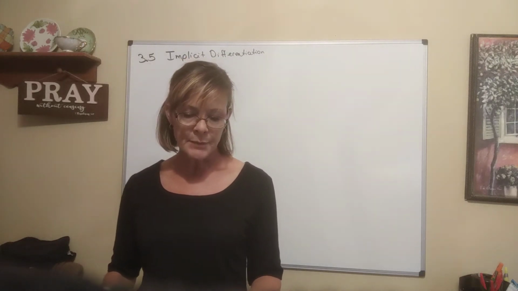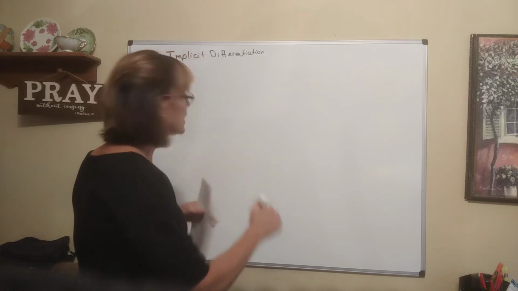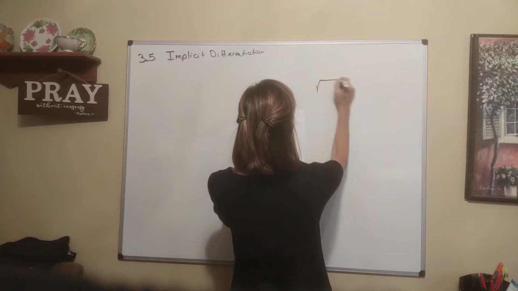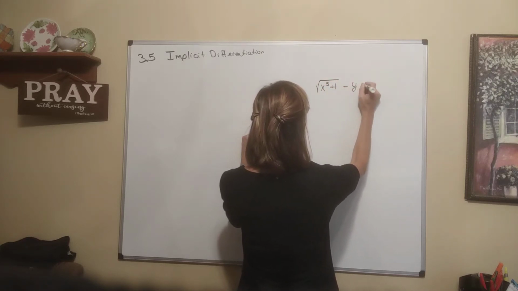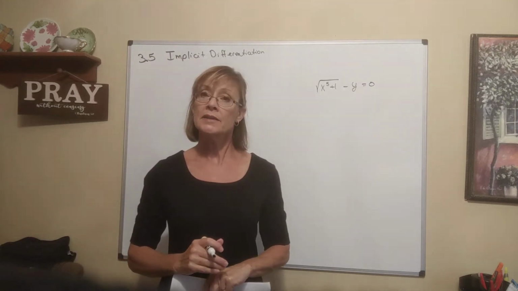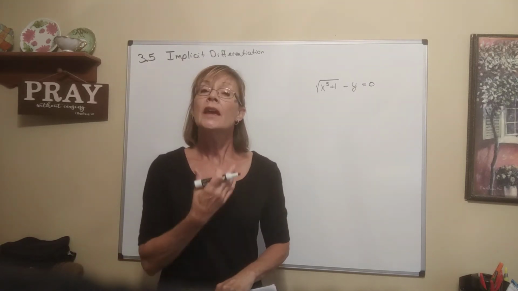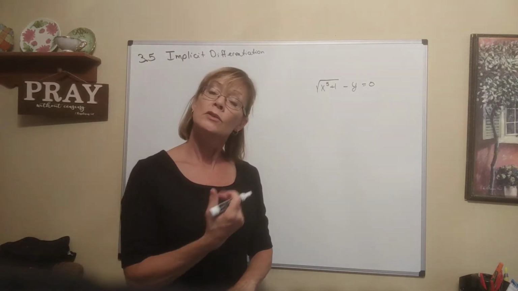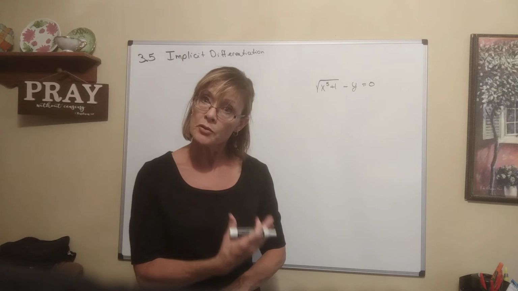So for example, if you have an equation like this, what if we had maybe the square root of x to the fifth plus 1 minus y equals 0? That would be pretty simple to solve for y by itself, to solve for y explicitly. And we can use the methods of differentiation that we already know to take the derivative to find y prime.